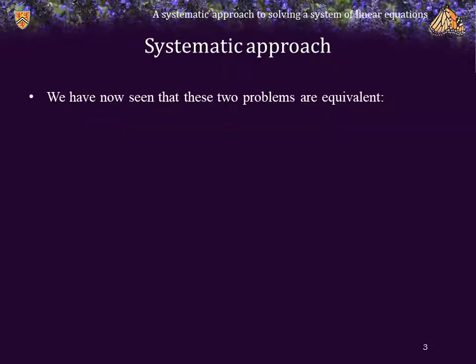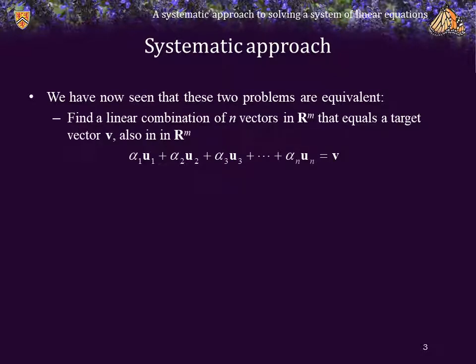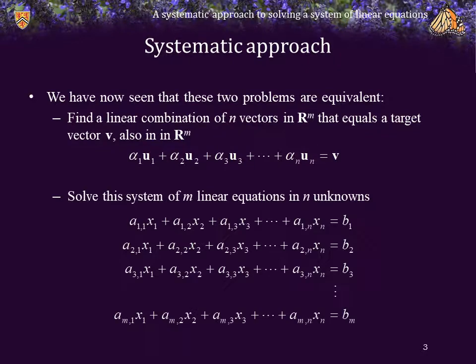Up to now, we have seen that the following two problems are equivalent. Finding a linear combination of vectors in R^m that equals a target vector v also in R^m, as well as solving the following system of m linear equations in n unknowns.